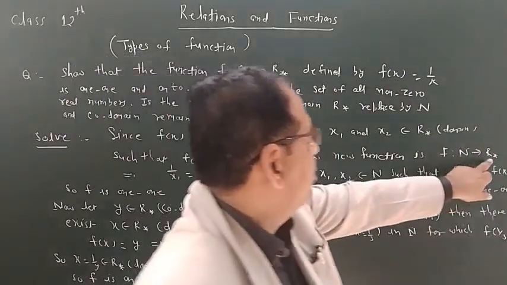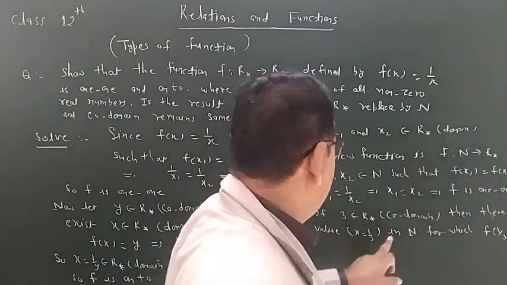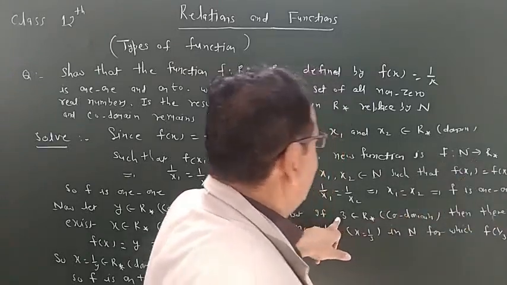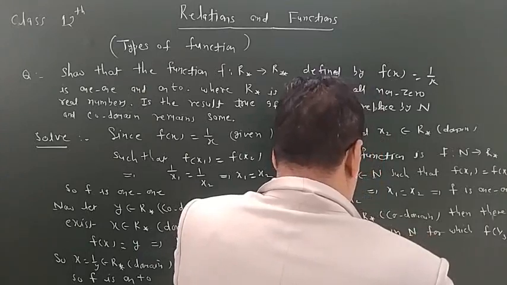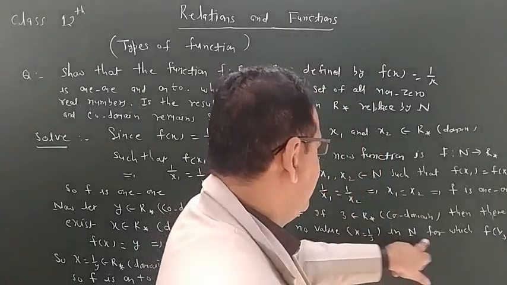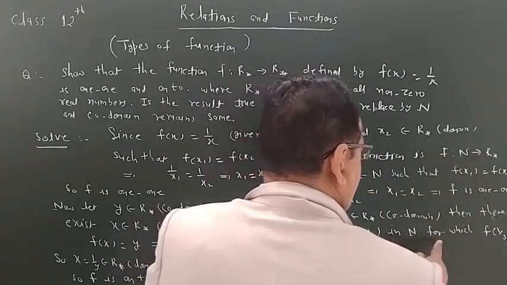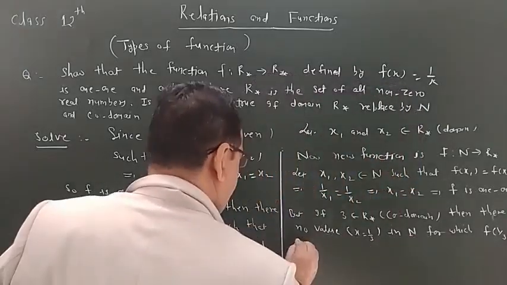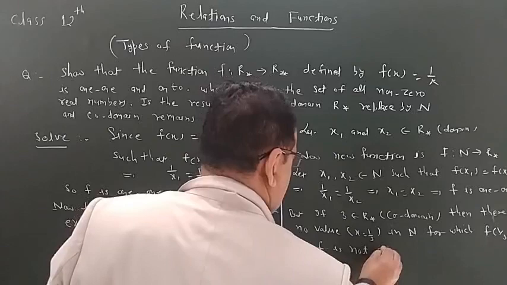This is the set of real numbers, non-zero real numbers. If we choose 3, according to the definition, we want 1 upon 3 in the domain, but the domain is the set of natural numbers. So there is no value x equal to 1 upon 3 in N for which f(x) equal to 3. So f is not onto.